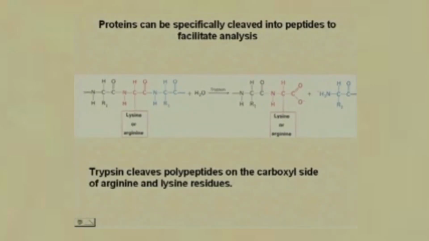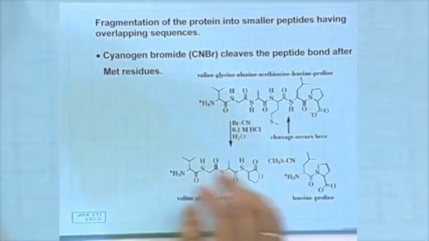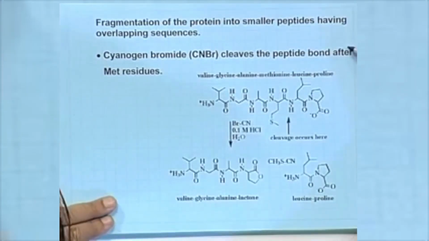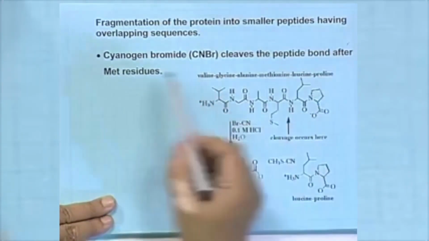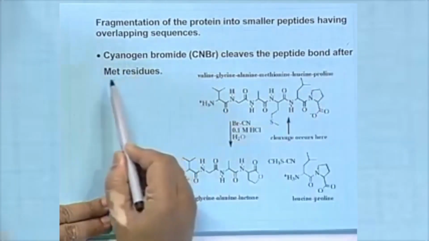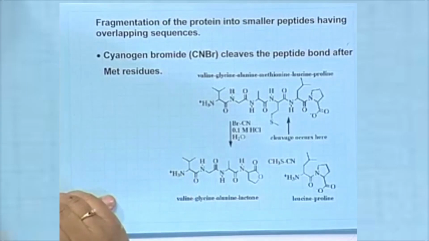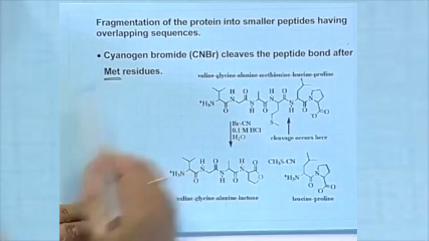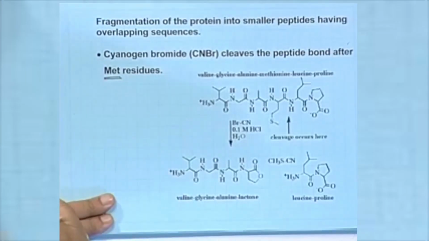So what we can have is another type which I have printed out here, where we can figure out how we can actually form smaller peptides by overlapping sequences. This for example is cyanogen bromide. Now cyanogen bromide cleaves after methionine residues. So there are certain things that we have to remember. We have cyanogen bromide that cleaves after a methionine residue.